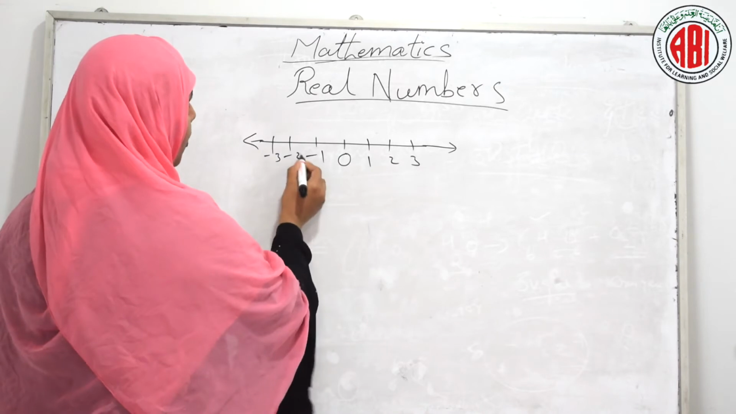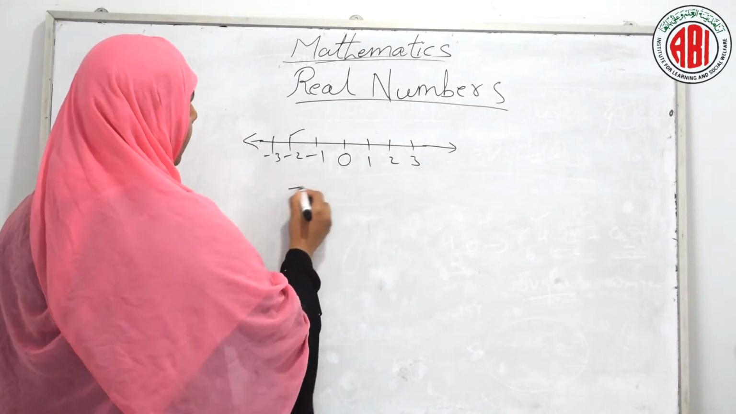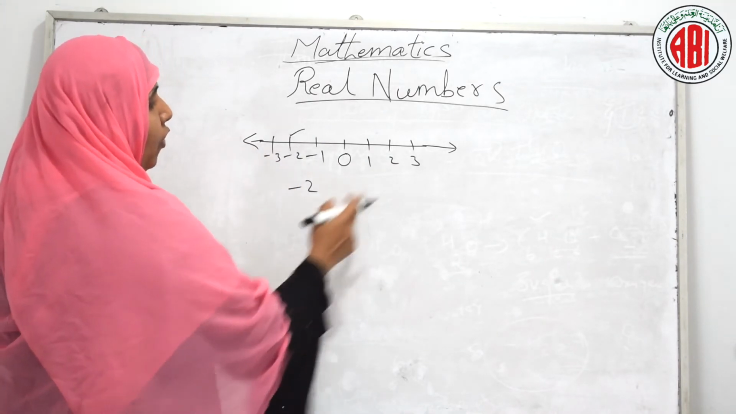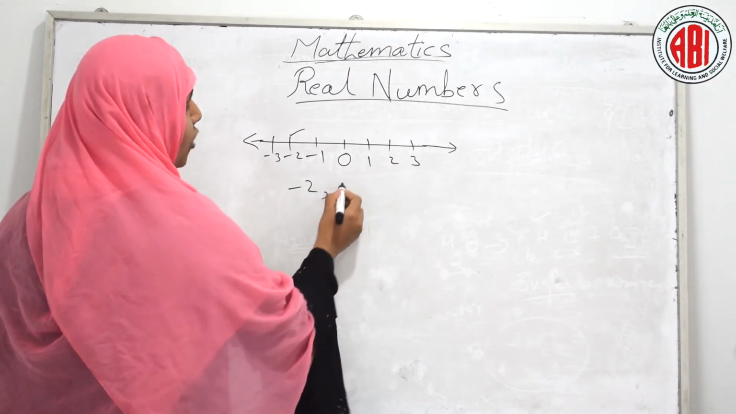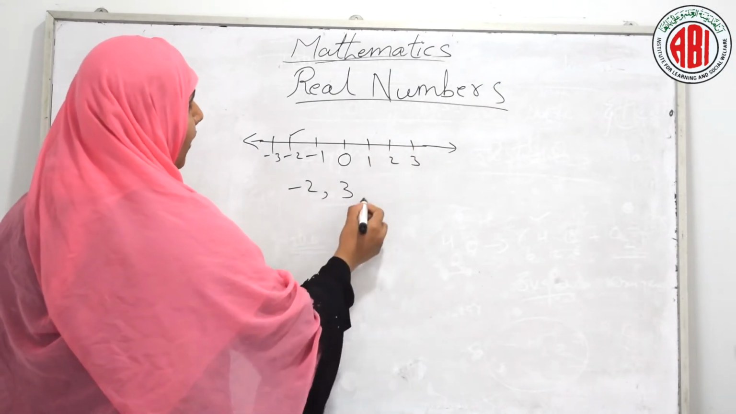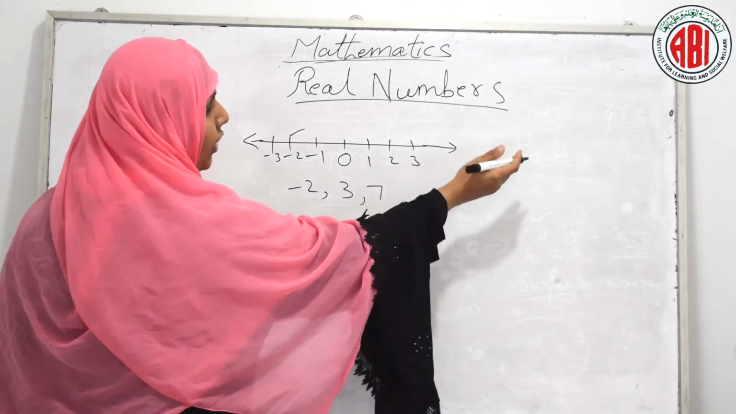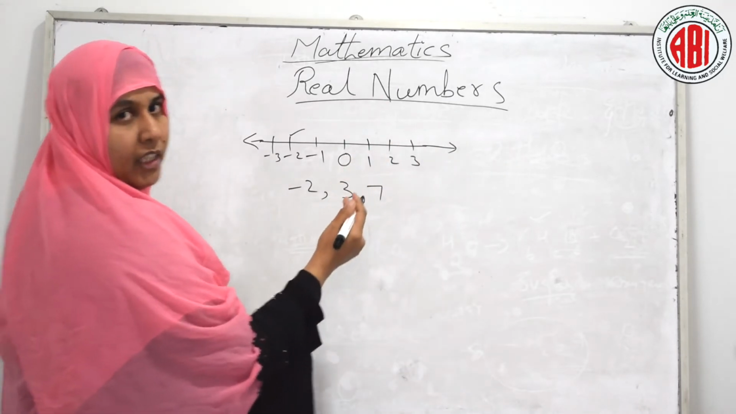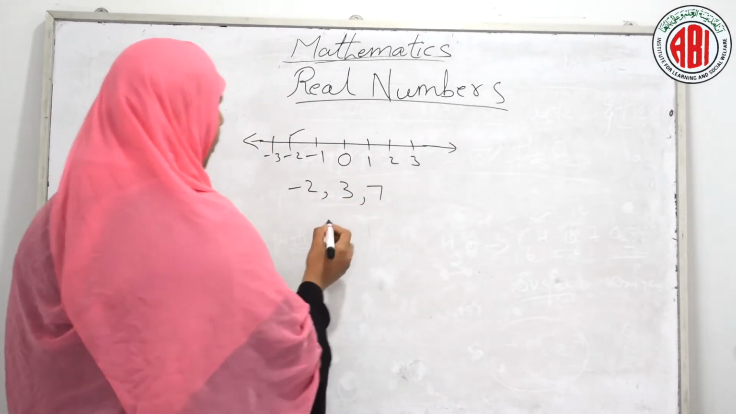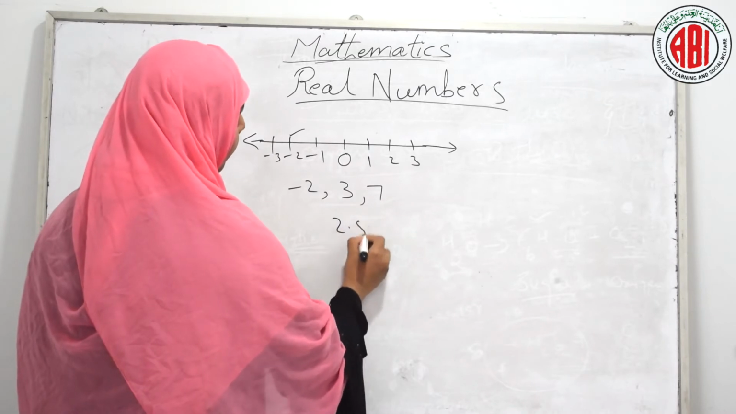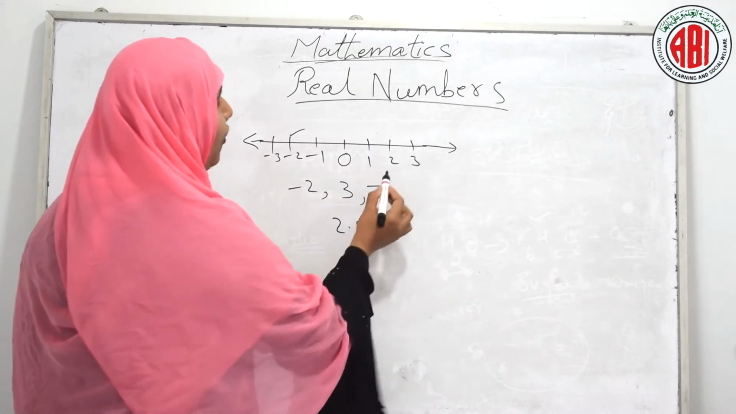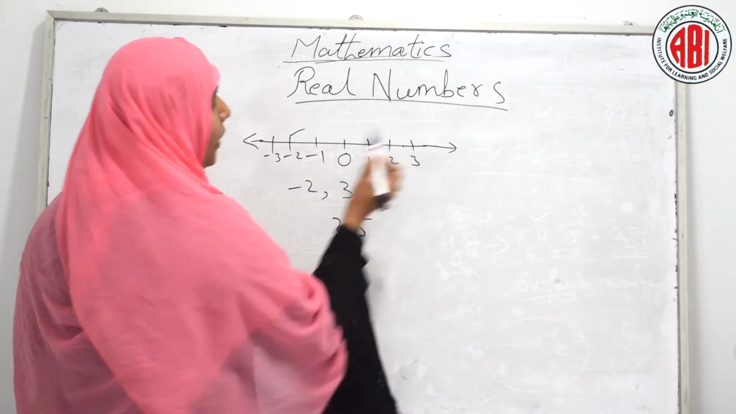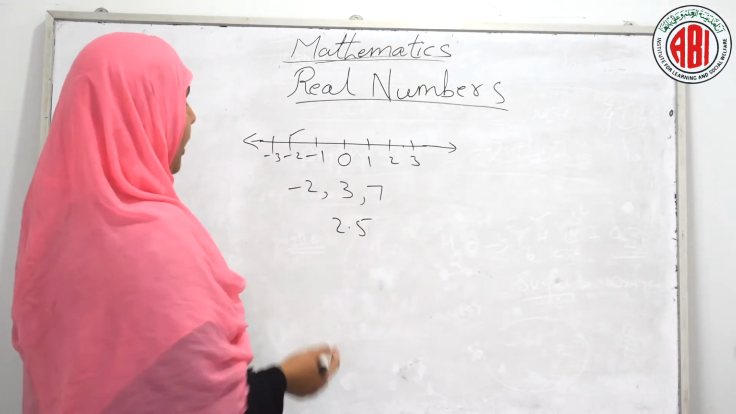Suppose -2. This -2 is plotted on the number line. What about 3? 3 is also plotted on the number line. What about 7? 7 is somewhere here to the right side. It is also plotted on the number line. What about 2.5? 2.5 lies between 2 and 3.